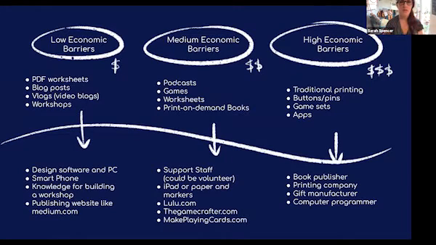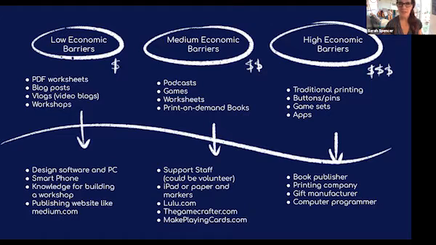A medium economic barrier is something that requires more time, more people, and quite possibly more money. And this could be something like podcasts, it could be games where you need to actually have things printed. It could be worksheets that you need help creating, and print on demand books.